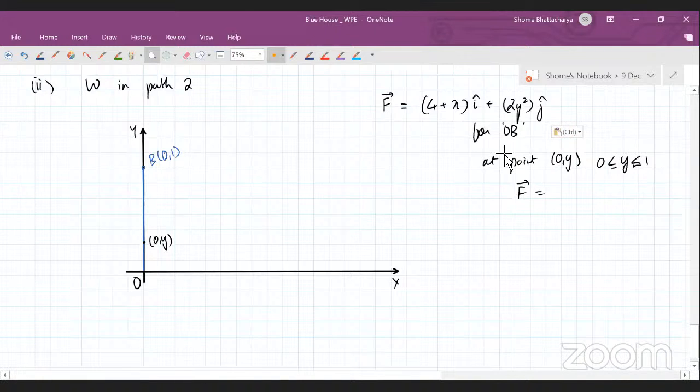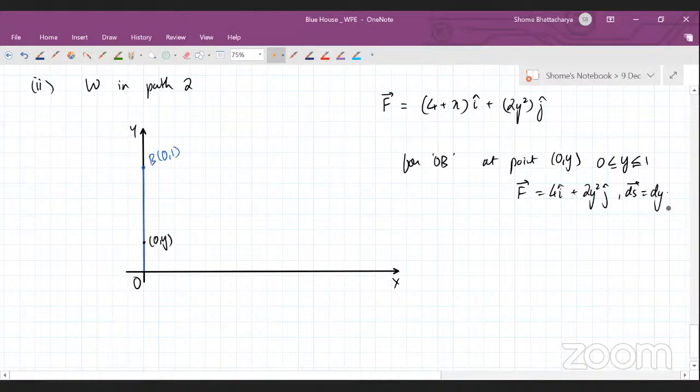So here, at any point like this, the force is 4 i cap plus 2y square j cap. But then the displacement is only along the y-axis. Okay. So at any point like this, you can see the force vector will be like this, but the displacement vector will be along the y-axis.